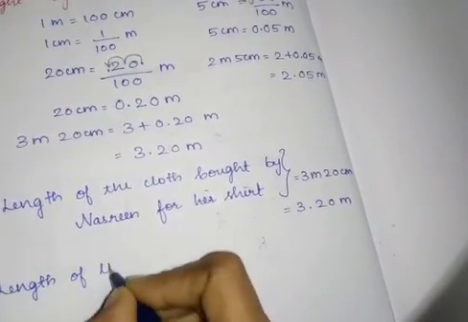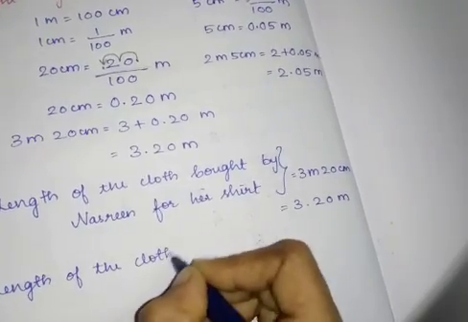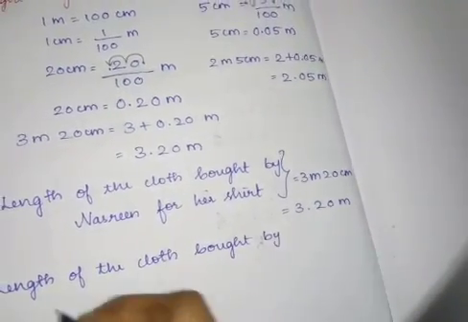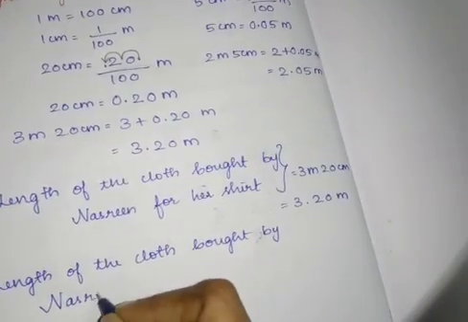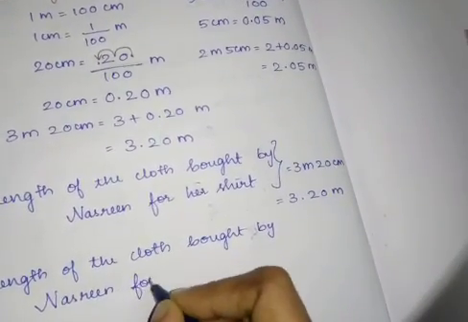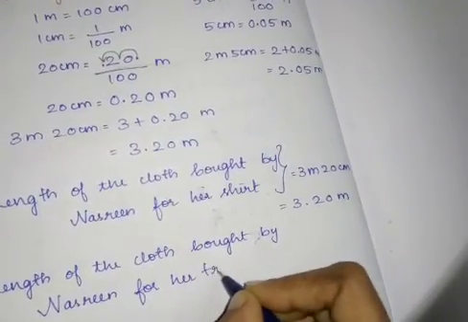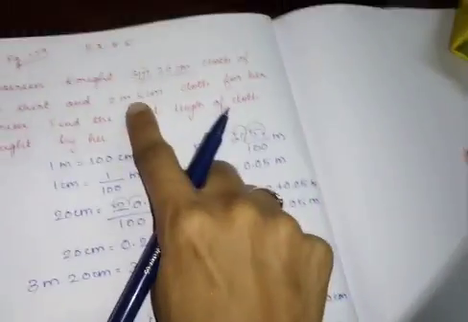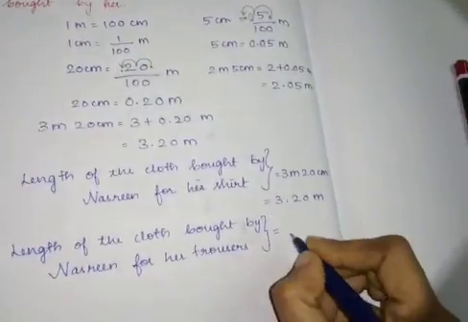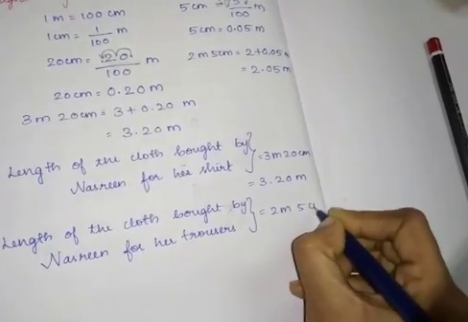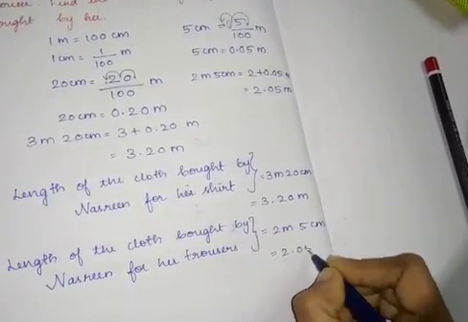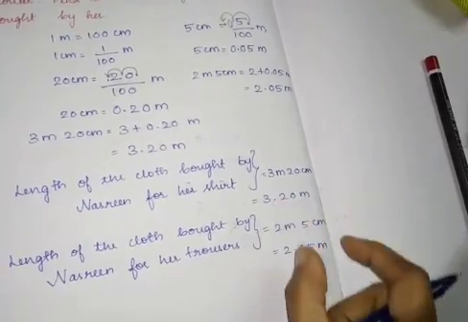Next, length of the cloth bought by Nasrim for her trousers. How much length has she bought? 2 meter 5 centimeter. So that is converted as 2.05 meter. So both are converted.